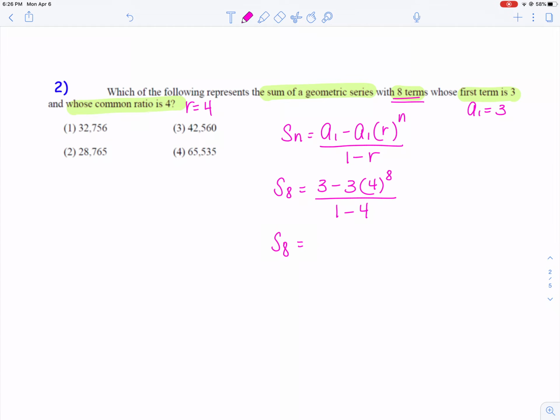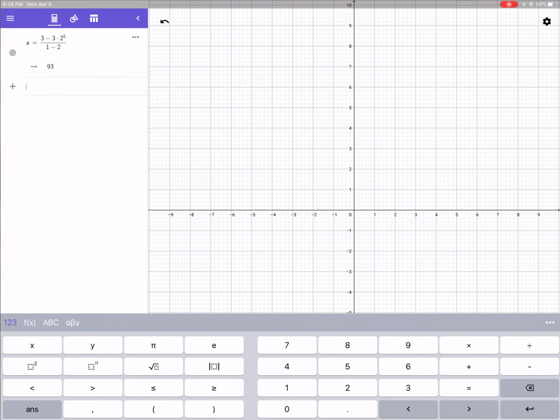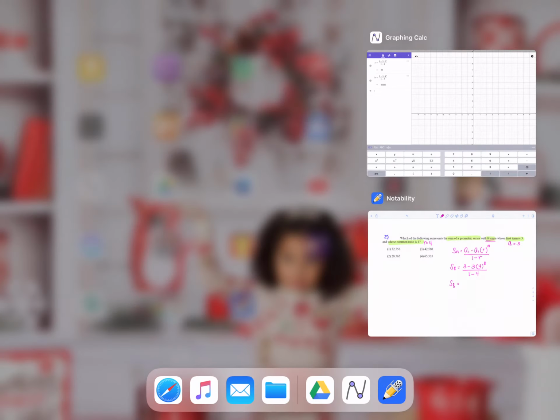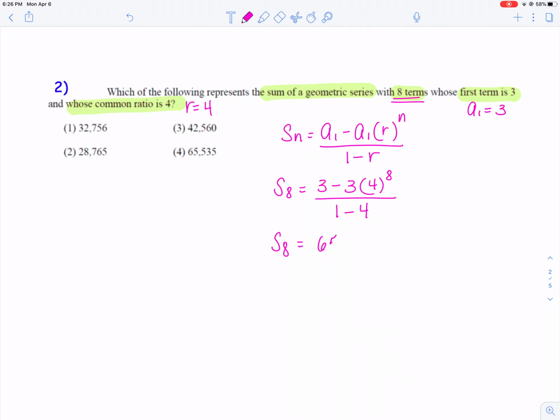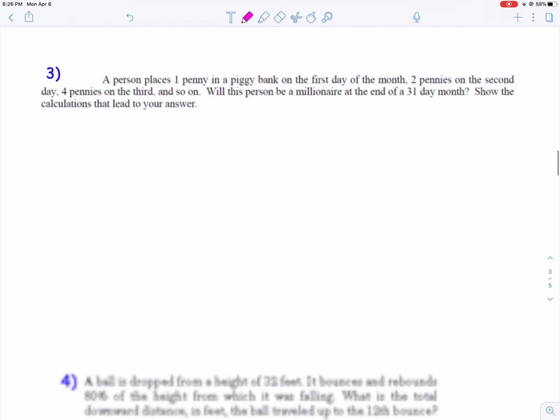Okay, so when I go to the calculator, I'm going to once again hit my division sign. I'm going to do 3 minus 3 times my ratio of 4, raised to the 8th power, and divide that by 1 minus my ratio of 4, and there's my number, 65,535, which is choice 4. Okay, let's take a look at number 3.